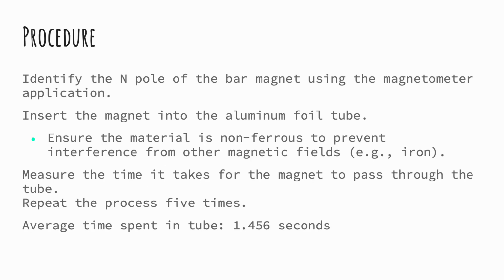So here's what we did in our experiment. First, we assigned the north pole to the magnet using a magnetometer app. Next, we dropped the magnet through the aluminum foil and recorded the time it took to pass through. We repeated this process 5 times to improve accuracy and calculated the average time to be 1.456 seconds. The results showed that the magnet fell slower in the tube compared to free space due to an upward magnetic force created by an induced current.